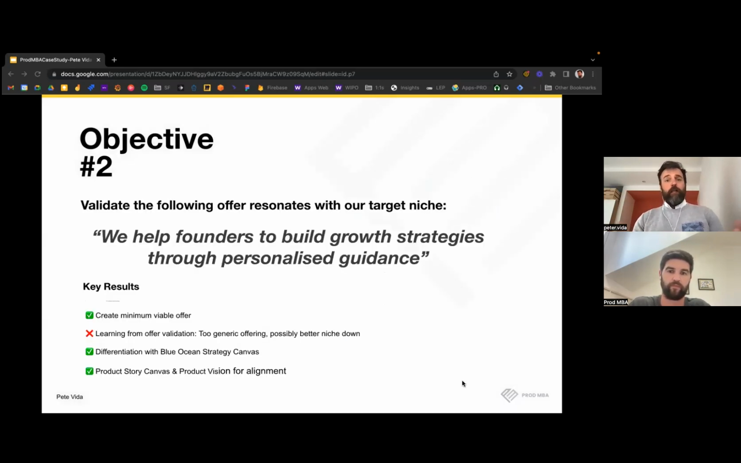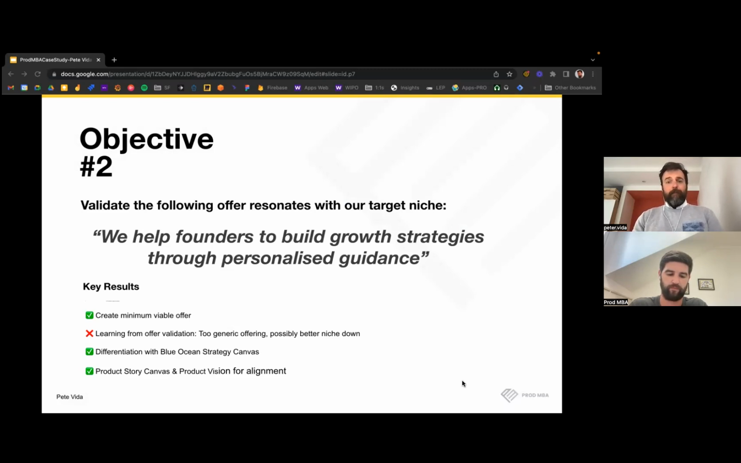So creating the offer, we came up with: we help founders to build growth strategies through personalized guidance. So it really ties back to how they think that their company is special, their situation is special. They don't want something generic that they need to then adopt. They need personalized guidance, and they really need to focus on growth and the strategy part, not just creating content. So this was the minimal viable offer that I put together.